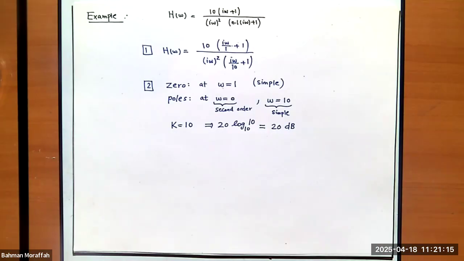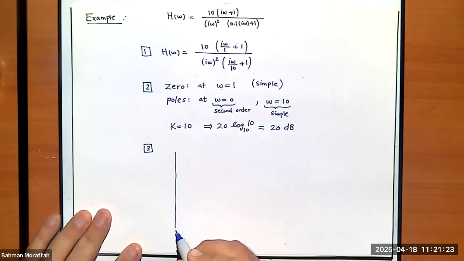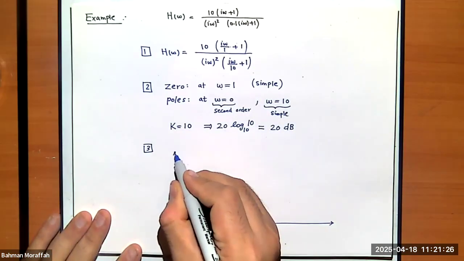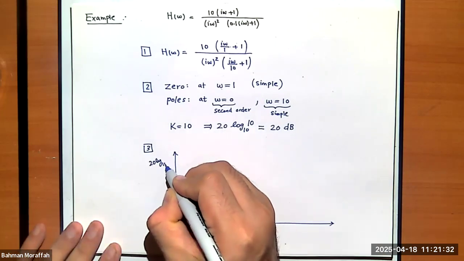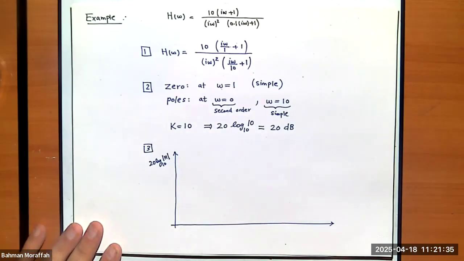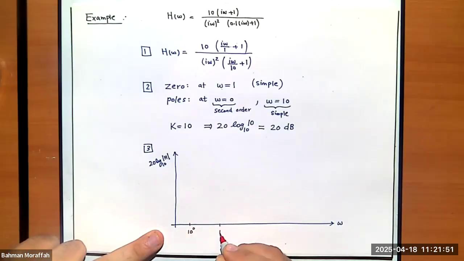So I have to add these expressions up. Let's just say this is my graph. So this is 20 times log 10 of the value of h, and this is omega. Remember, my y-axis grows as a power of 10. So my points over here are 10 to the 0, 10 to the 1, 10 to the 2, and so on and so forth.